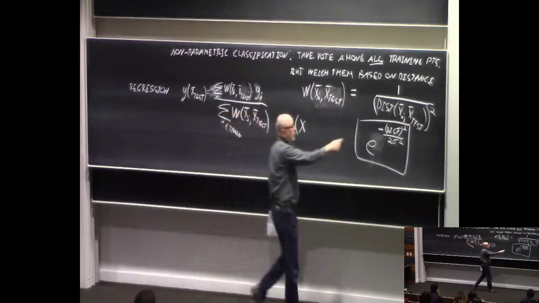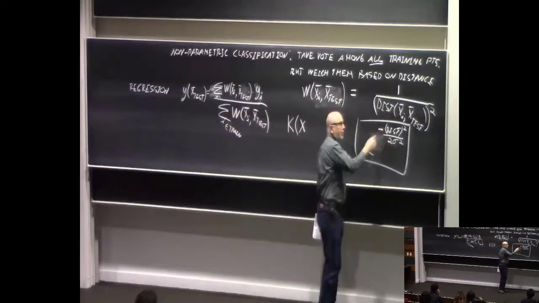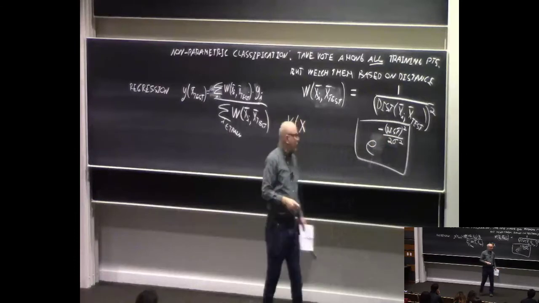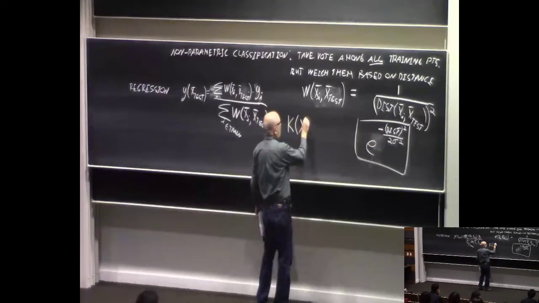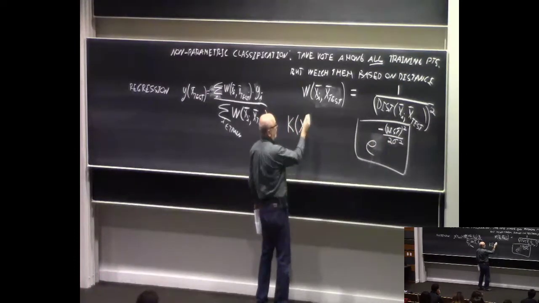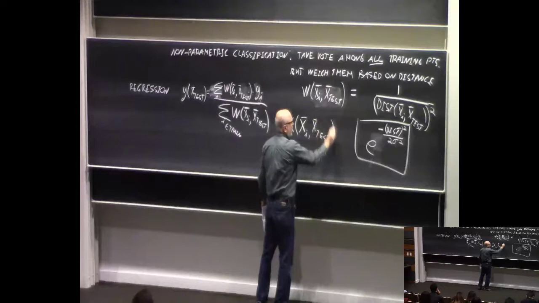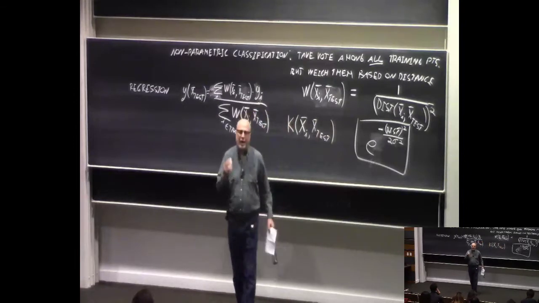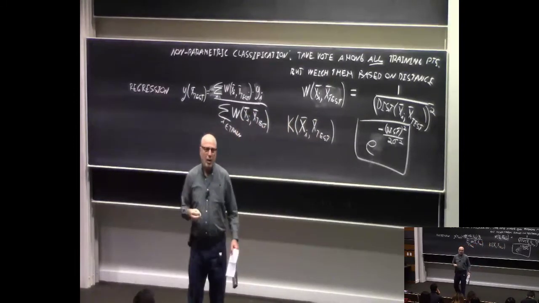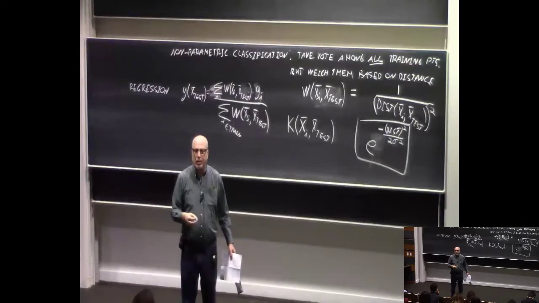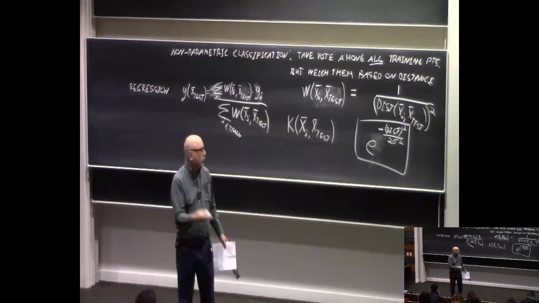So these are both examples of kernels that have direct dependence on the distance. But in general, a kernel is something that maps, you can think about it as xi and x test, but you can also think about it as any two points, xa and xb. A kernel is a function that maps any two potential inputs into a real number.